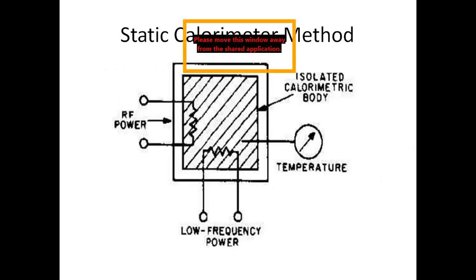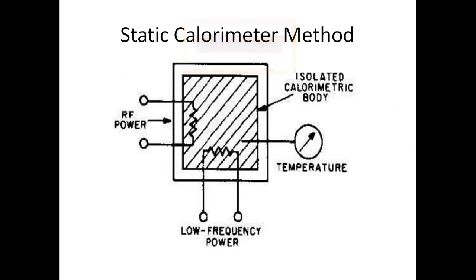First we can look at the static calorimeter method. In the diagram we can easily see that in the middle part there are some slashed lines. These slashed lines are the dielectric material with some hysteresis loss. Without RF power, there is a specified temperature based on the dielectric material used in the cable.